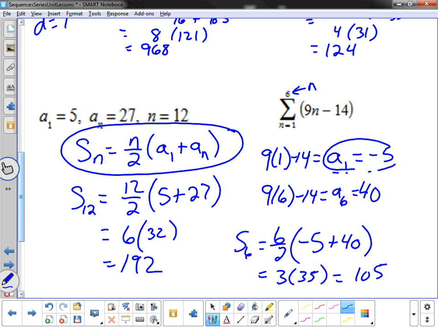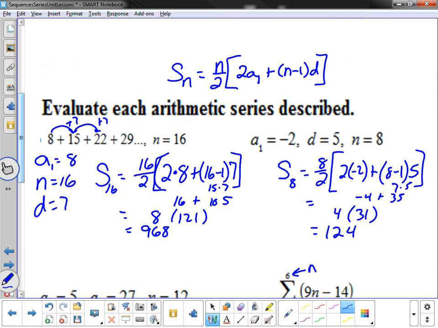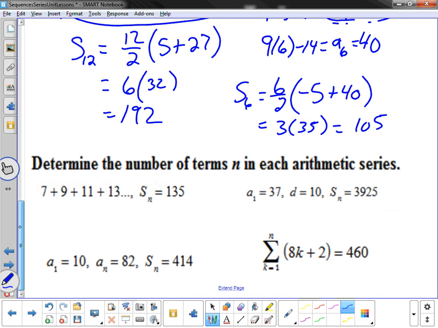Okay, so that's how we can find the sum. I have that formula right here. If I know the first and last term and I know how many terms, I can use this bracket form. If I know the first term and I know the common difference and the number of terms, I can use the other. So what happens if they want us to try to figure out the number of terms?